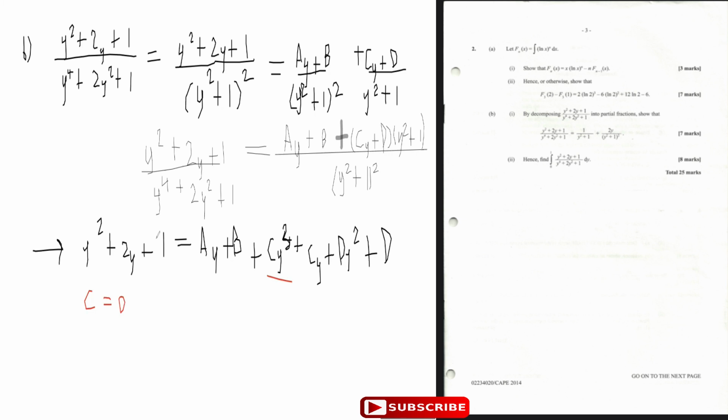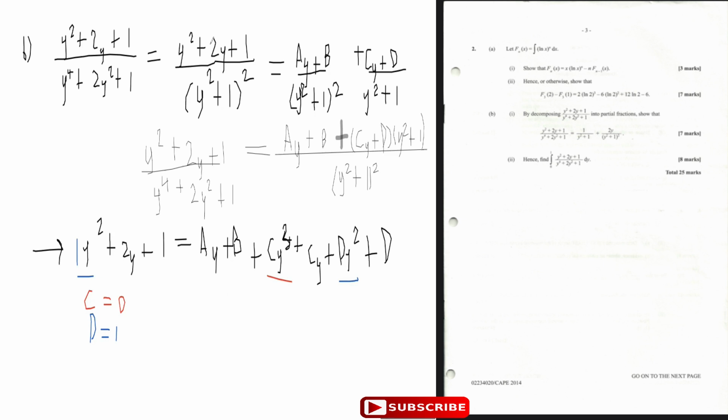And let's go to blue now. We have a y squared here, and we have dy squared here. And so the coefficient of this is 1, and so d must equal 1. All right? Now that we get that d equals 1, we need to find a and we need to find b.